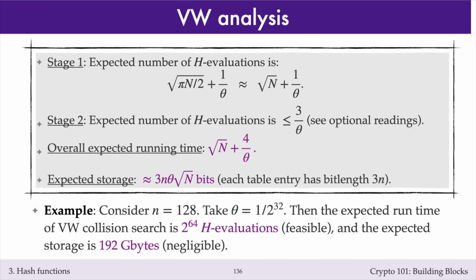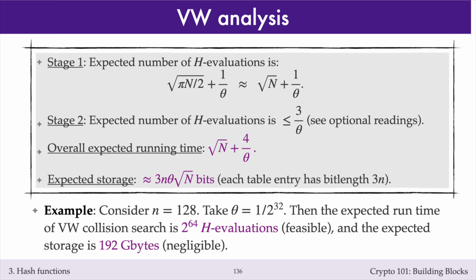Let's revisit the case when n is 128. We can take theta to be 1 over 2 to the 32 by declaring a point to be distinguished if its first 32 bits are 0. Then, the expected time to find a collision using the VW attack is roughly 2 to the 64 hash evaluations. And this is a feasible amount of work. On the other hand, the expected storage is only 192 gigabytes. This storage can be considered to be free because you already have that much storage available on your laptop.